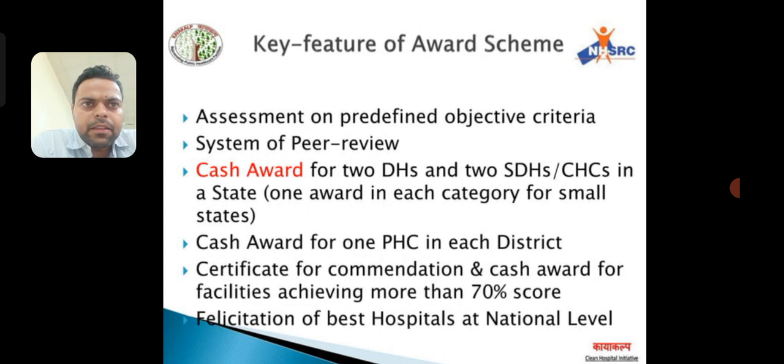The key features of the award scheme are the assessment on predefined objective criteria, that is, cash awards for 2 district hospitals and 2 sub-district hospitals and CHC in each state, and 1 award in each category for small states, and a cash award for 1 PHC in each district, and a certificate of commendation and cash award for facilities achieving more than 70% score, and felicitation of the best hospital at national level.